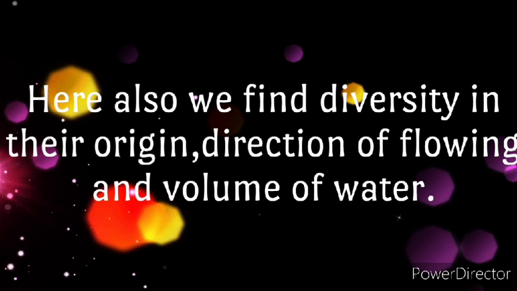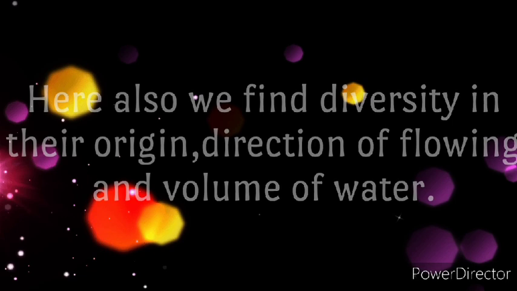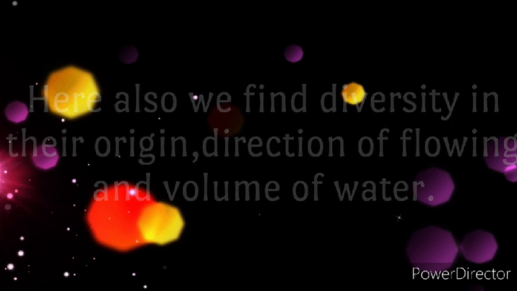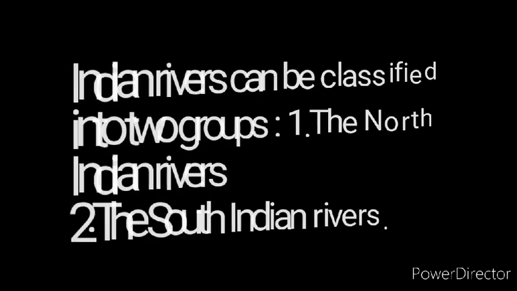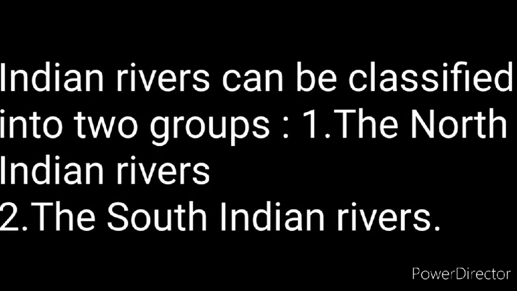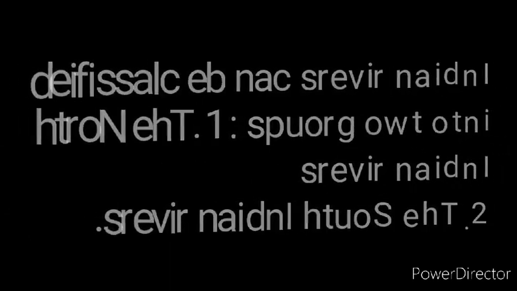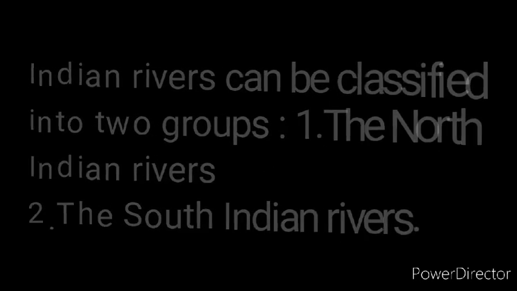So the river systems of India can be classified into two groups. That is North Indian rivers and South Indian rivers. We have already learnt about the rivers of North India. Which are the major river systems of North India? We have already learnt Indus, Ganga, Brahmaputra and their tributaries. Tributaries means small rivers that flow from the original river, from the big rivers. They are called tributaries.